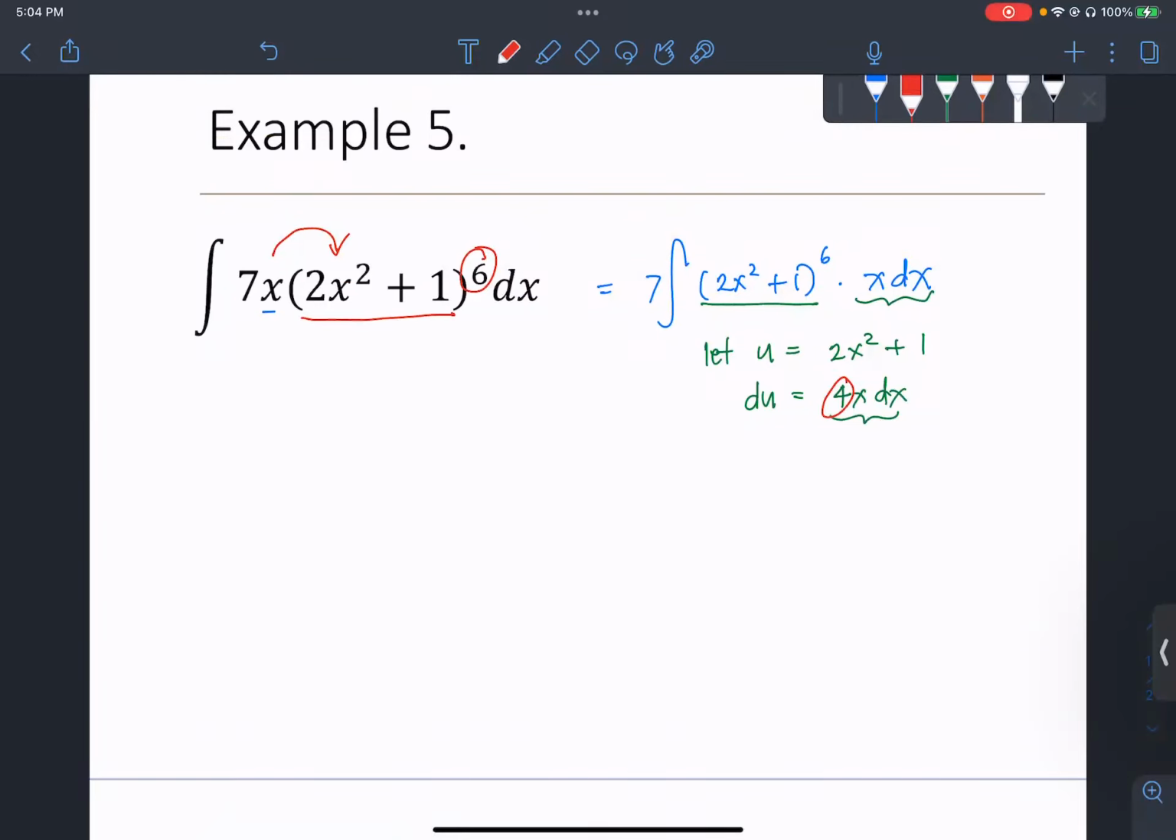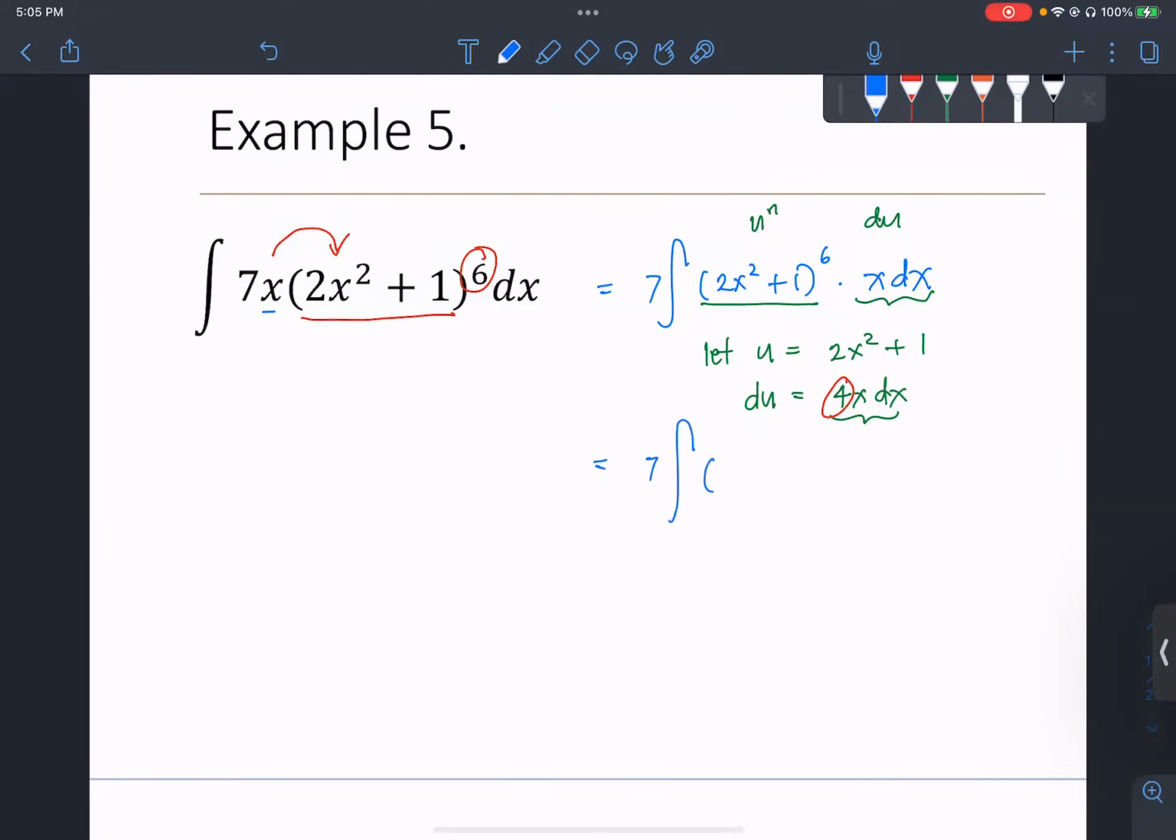So kung gusto kong maging ganun siya, kasi ang gusto ko, it should become u raised to n du. So para magamit ko yung power formula. So u raised to n du. So meron na tayong u raised to, ang n natin is 6, but ang du natin, supposedly, it's 4x dx. Pero ang du dito, it's only x dx. Kulang siya ng 4. So anong gagawin ko?